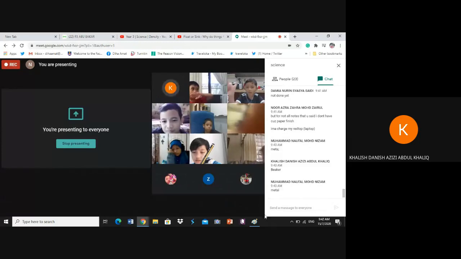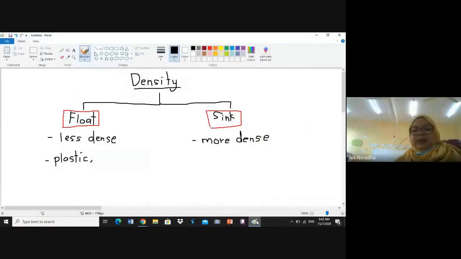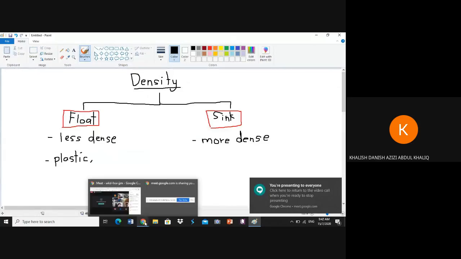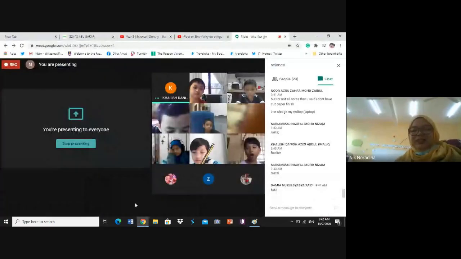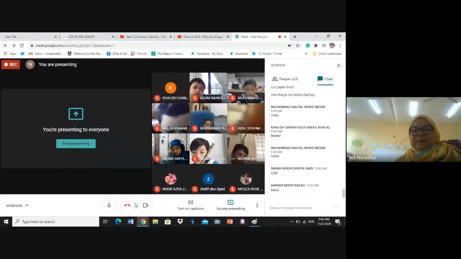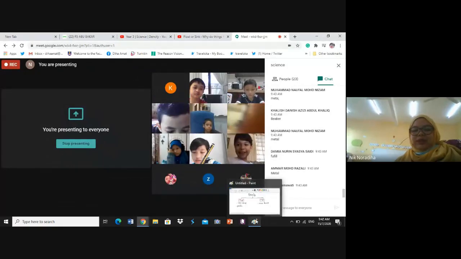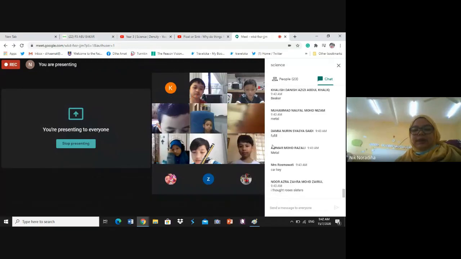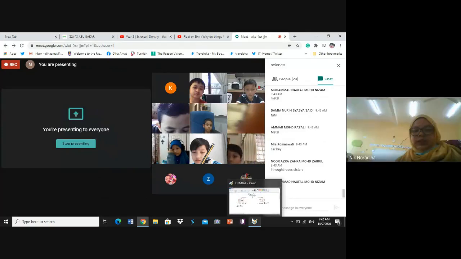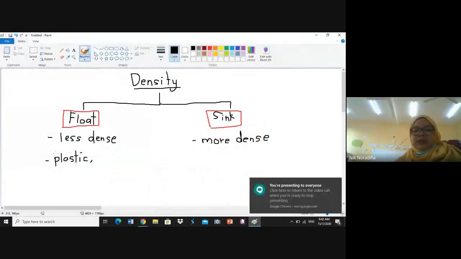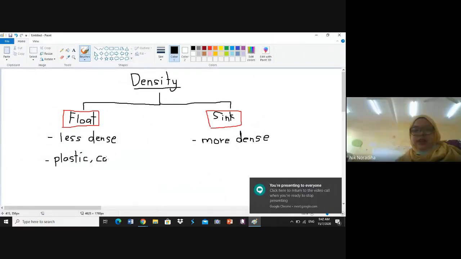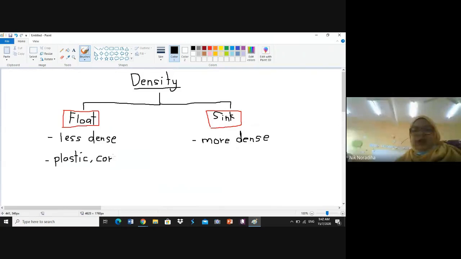Metal. Metal floats in water, Naufal? No, metal sinks. Metal sinks in water. Teacher asked you about material that floats in water. What is the other one? Teacher asked about material that floats. Okay, it's okay.